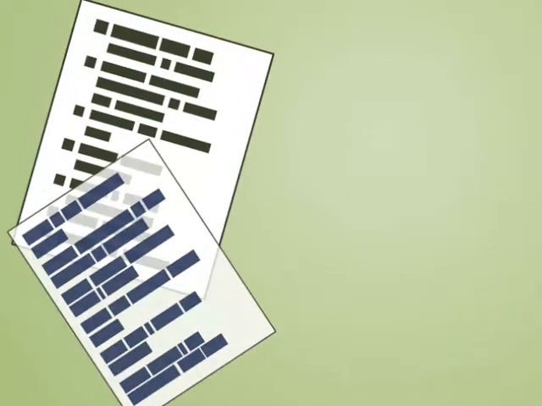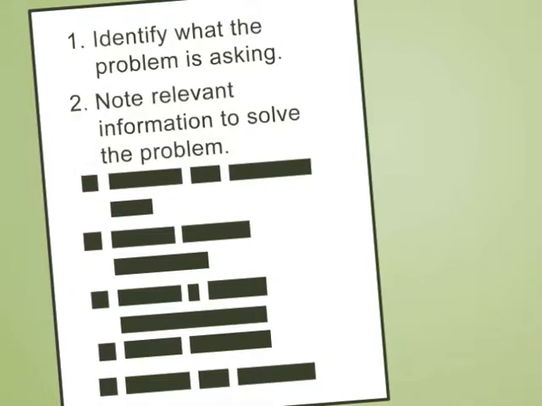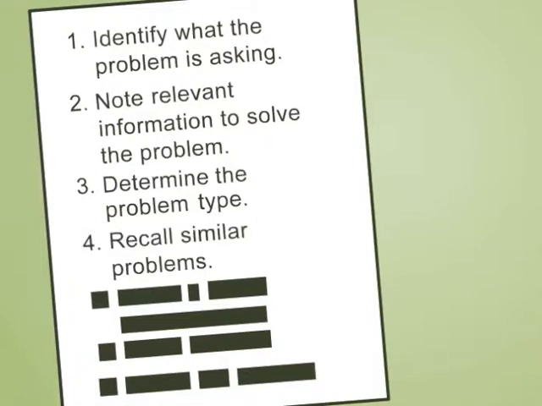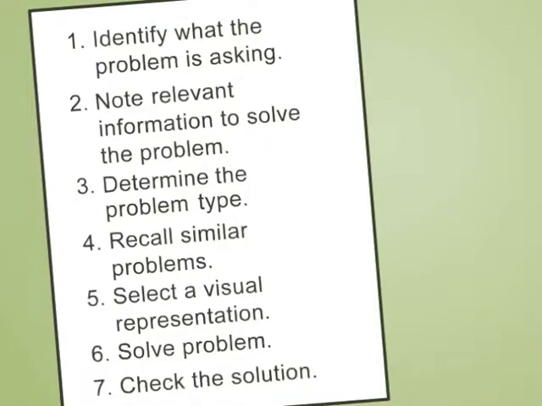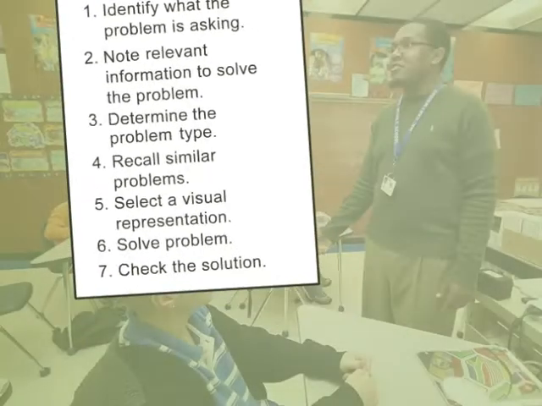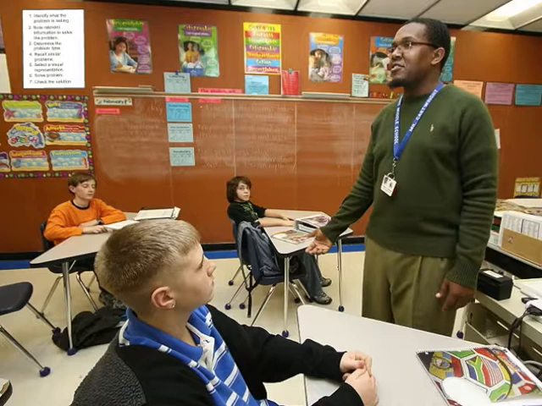Here's a sample list of tasks for solving a problem. 1. Identify what the problem is asking. 2. Note relevant information to solve the problem. 3. Determine the problem type. 4. Recall similar problems. 5. Select a visual representation. 6. Solve the problem. 7. Check the solution. Such a list might be posted on the board or turned into a graphic organizer.